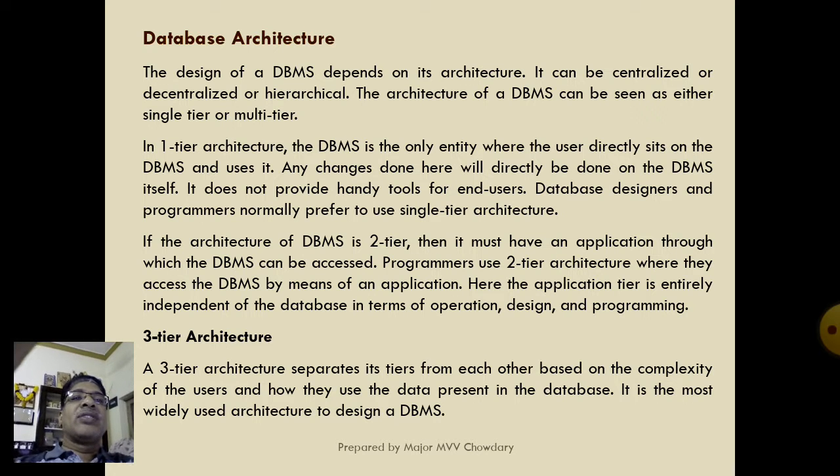It can be centralized or decentralized or hierarchical. The architecture of a DBMS can be seen as either single tier or multi-tier. The design completely depends on its architecture. It has mainly three types: one tier architecture, two tier architecture, three tier architecture.